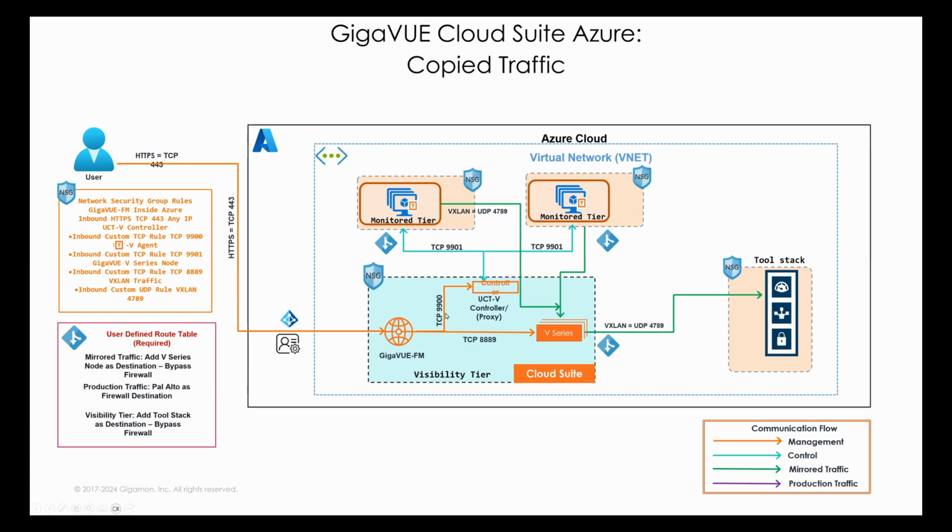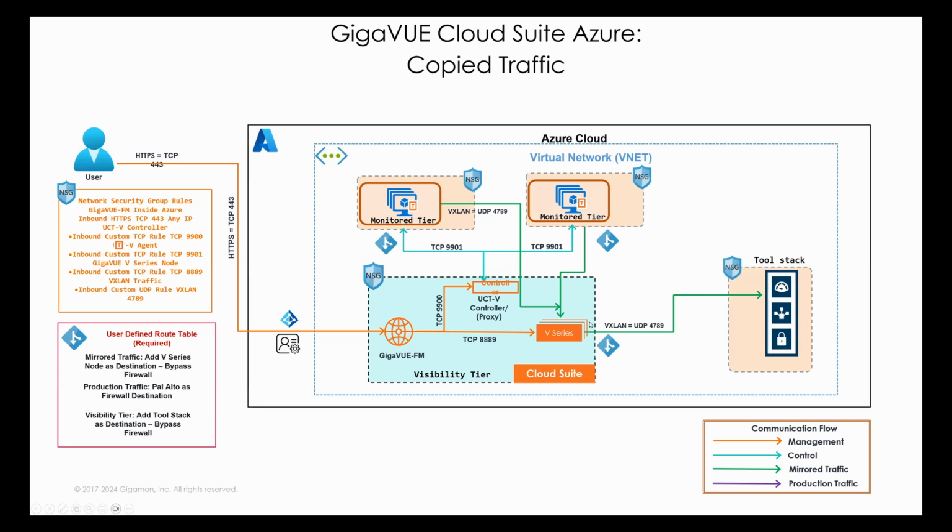So once the controller and vSeries node have been deployed and you have an agent installed on your workload, the agent will then register with the controller, which is then registered within the FM to showcase that it is communicating properly. At that point, what will happen is that the traffic will then be split. The agent will identify the information and then route the traffic to the vSeries node.